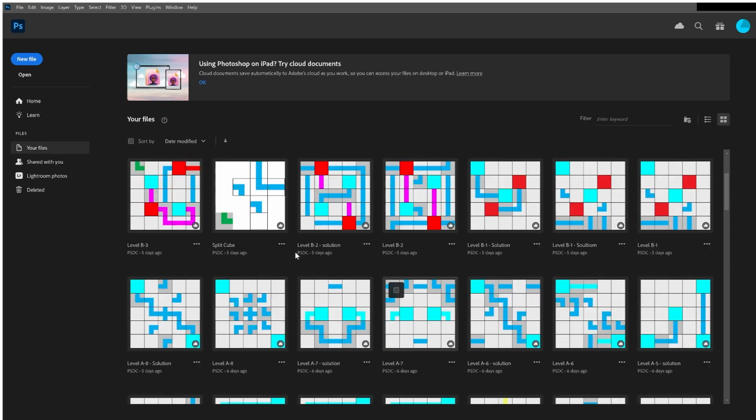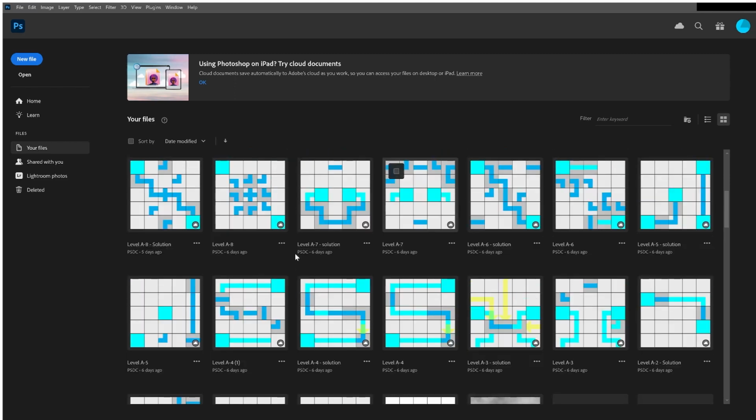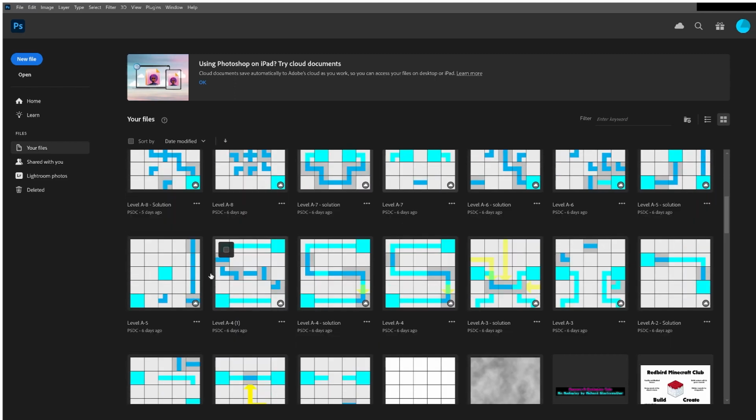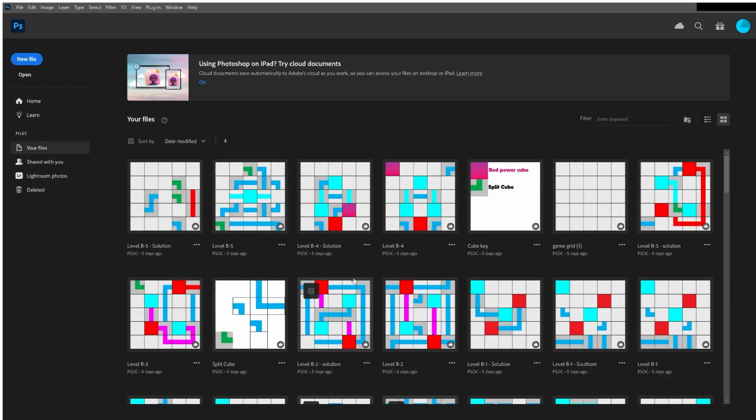In addition to that, I spent some time doing level design. Here's how it should start. This is the solution. This is how it starts. I've had to also make a cube key here for specific items because these don't translate well into 2D to explain where I'm at.